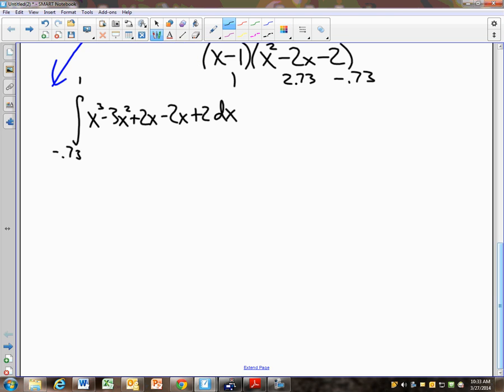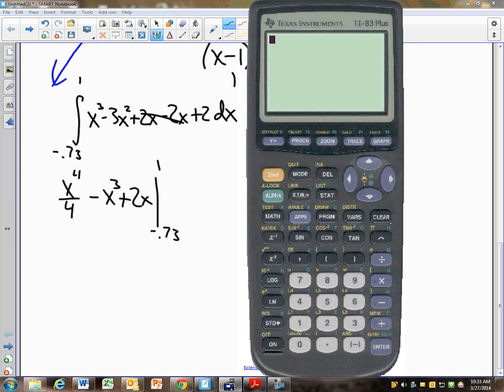So let's go ahead and figure out this antiderivative. The 2x's go away, so x to the fourth over 4 minus x to the third plus 2x, evaluated at 1 and negative 0.73. This is the point where I turn to my calculator, because I'm going to have to use a calculator for negative 0.73 anyway, and I just go into y equals, and this way I'm going to get some values. Say 0.25 x to the fourth.